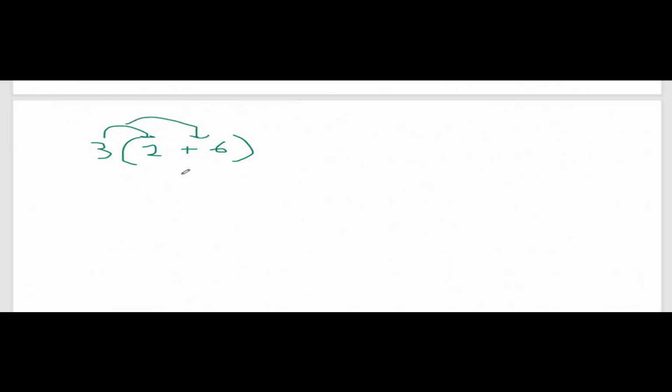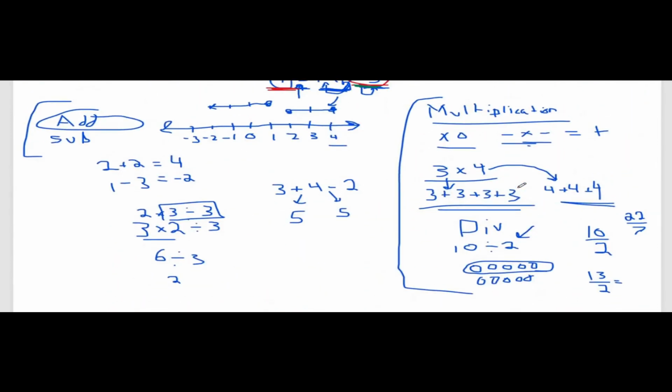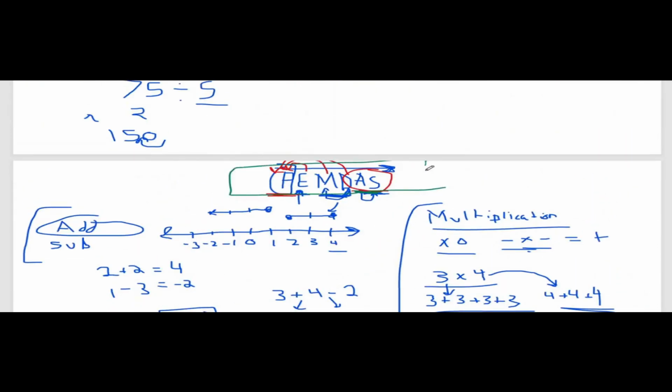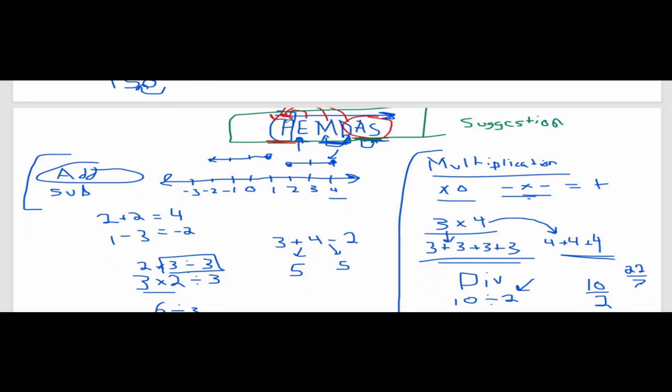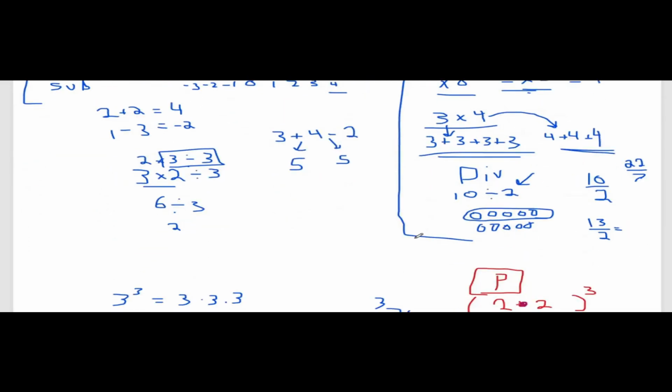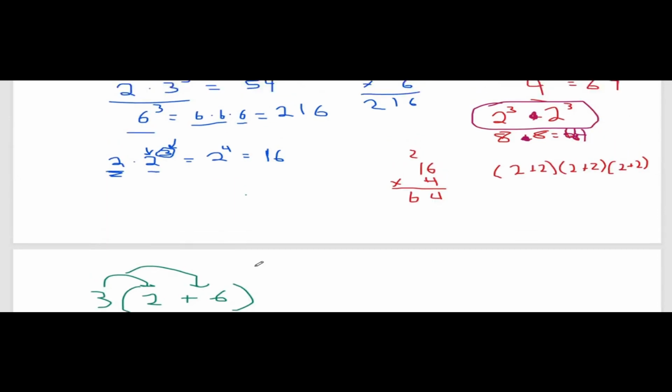So first of all, what is 2 plus 6? 2 plus 6 we know is 8, so this becomes 3 times 8, which is just 24. However, if I do 3 times 2, which is 6, plus 3 times 6, which is 18, it also equals 24. In other words, there are a lot of different ways to do mathematics. This right here is great, but it's more of a suggestion than actuality. So we love PEMDAS, we love what it represents, we love the idea of it, but there are always more than one way to do any one problem.